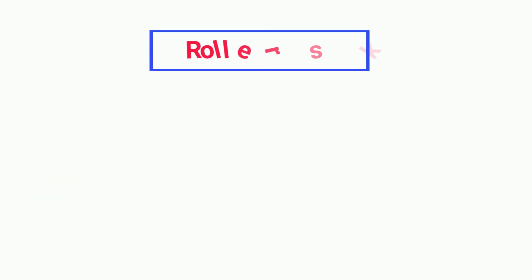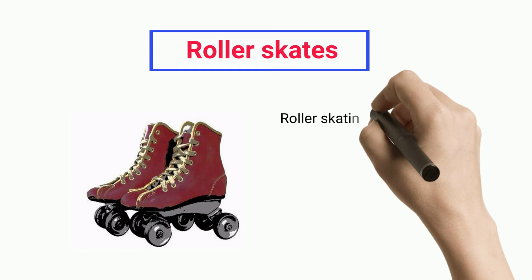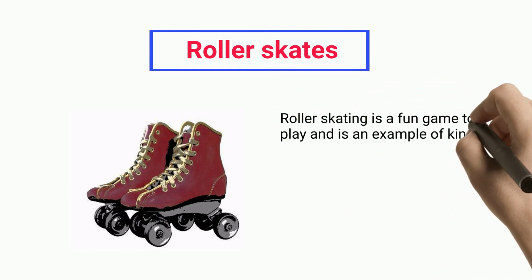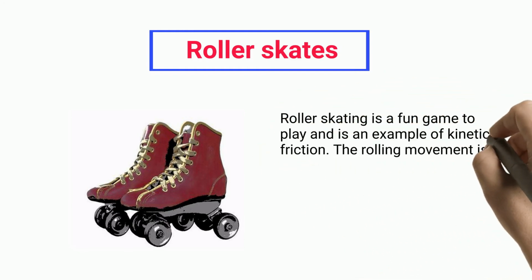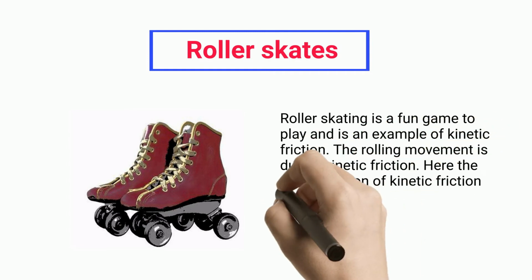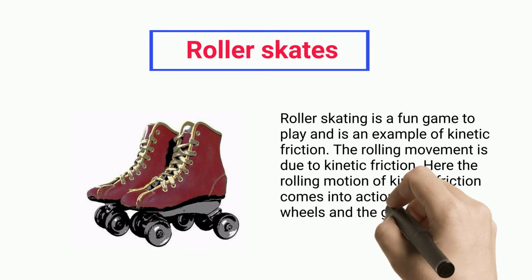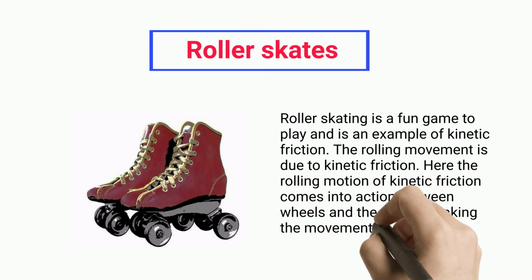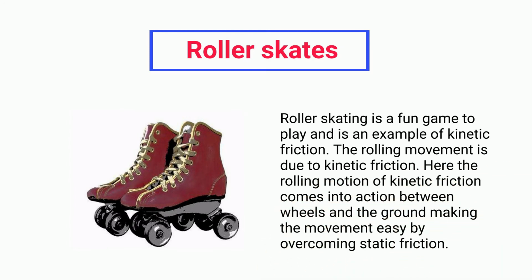Roller skates. Roller skating is a fun game to play and is an example of kinetic friction. The rolling movement is due to kinetic friction. Here the rolling motion of kinetic friction comes into action between the wheels and the ground, making the movement easy by overcoming static friction.